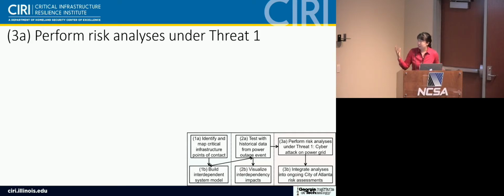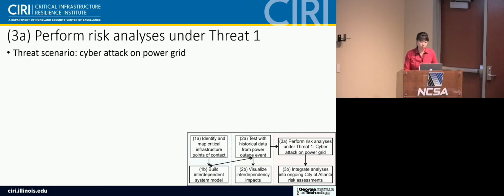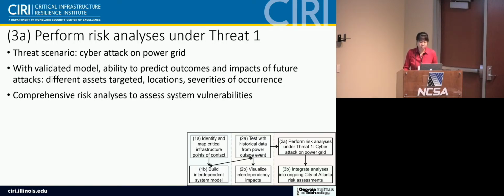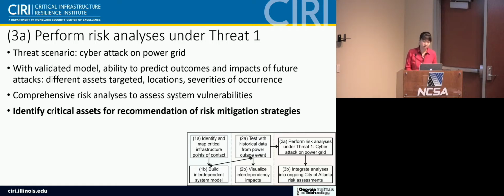So the next step, now that we have this tested model that we can work with, we wanted to perform risk analyses under this threat. So we're looking again at a cyber attack on a power grid. And I'll show, as part of the outputs and deliverables, some of the results of these. But we now have the ability to predict outcomes and impacts of any sort of future attack with different assets targeted, different locations, different severities. Essentially, you just change the state of one of those nodes in your network, and then it'll propagate through the entire network to show the effects. And this enables us to do these more comprehensive risk analyses to assess system vulnerabilities, including these interdependent effects.